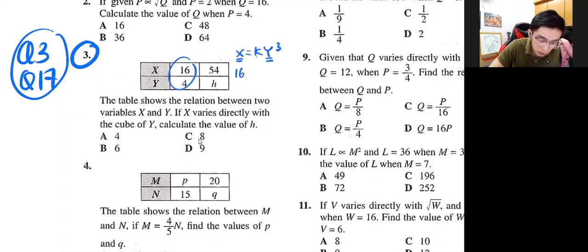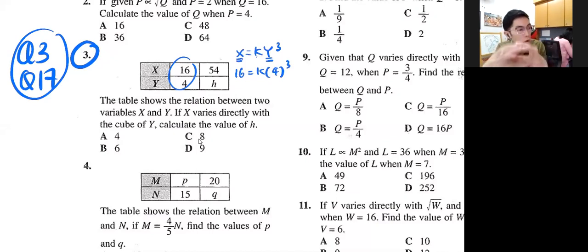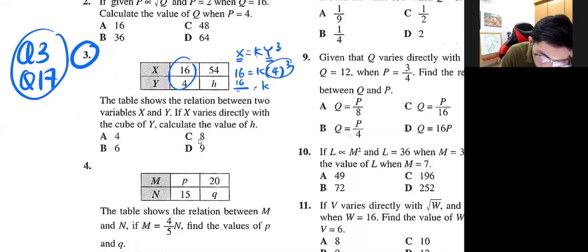So 16 equals to k times 4 cube. Then your 4 cube, please don't write 12, okay? You just take your 4 cube, which is how much? Okay, 4 cube is 64. So k equals to 16 over 64. You put it over here, you divide it. So you know that your k answer is how much?